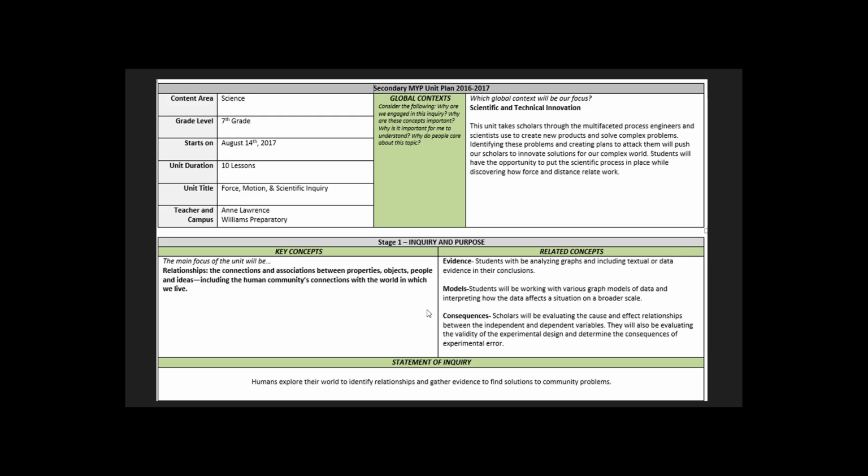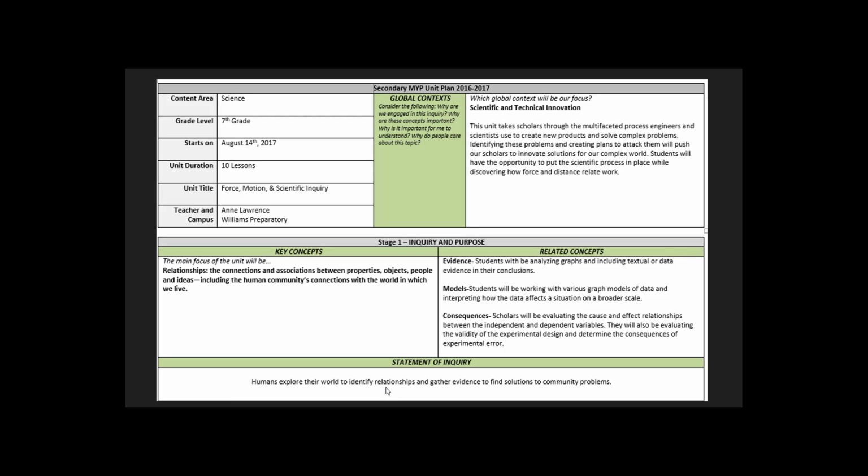Let's take a look at the unit plan. So at the very top of our unit plan, for those of you who have never looked at one before, the very top is about the general concepts or the general idea, the feeling you get when you think about this unit. The thing I want you to draw your attention to is at the very bottom, called the statement of inquiry. The statement of inquiry that I wrote is as follows.